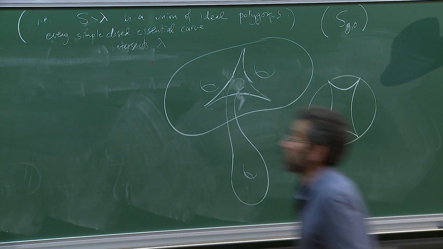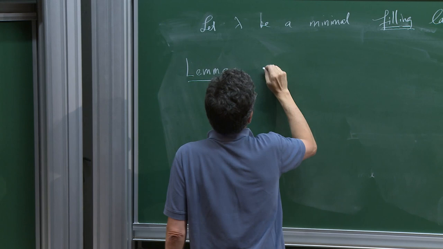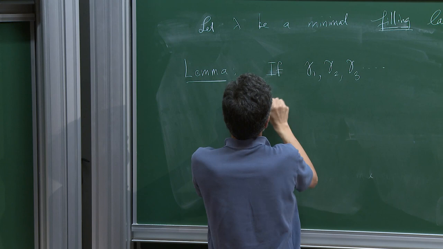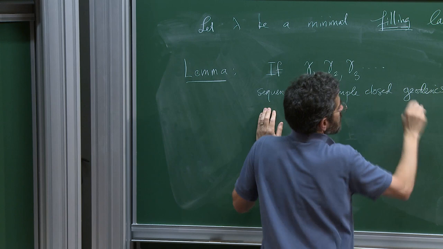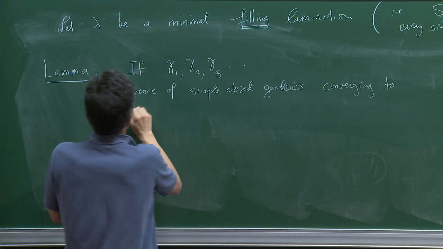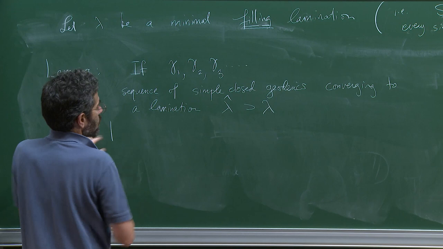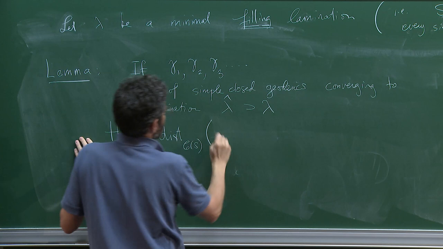Okay. So, sorry, here's a lemma. This is the lemma that I'm talking about over there. If gamma 1, gamma 2, gamma 3, and so on is a sequence of simple closed geodesics converging to a lamination lambda hat containing lambda, then the distance in the complex of curves, let's say from the first one to the nth one, is going to infinity.